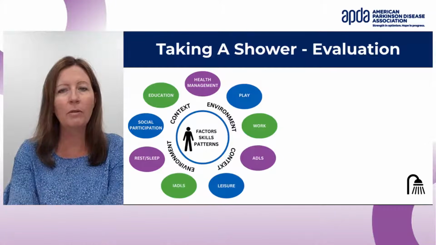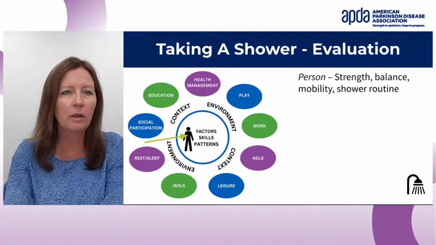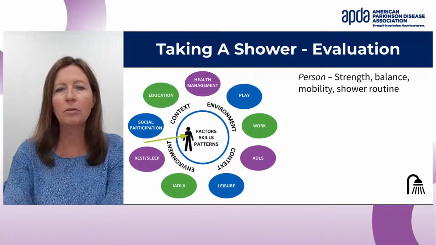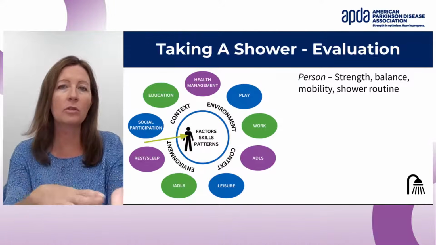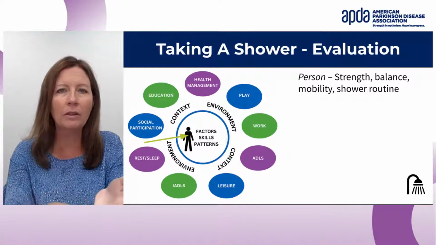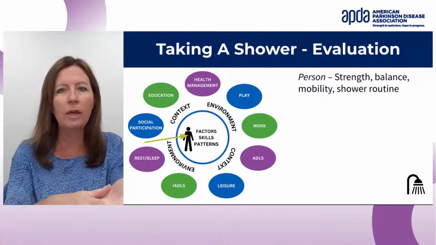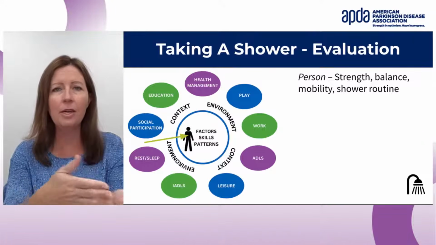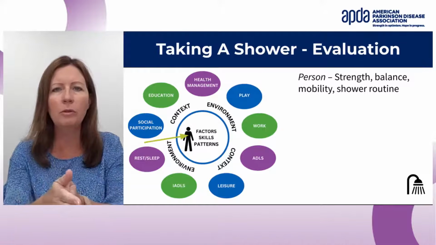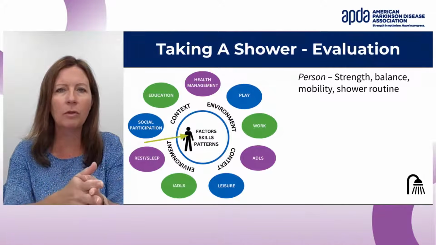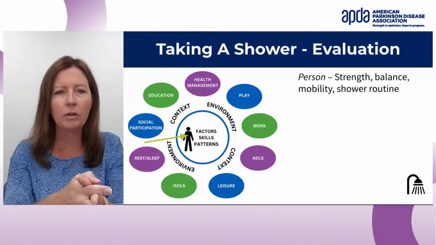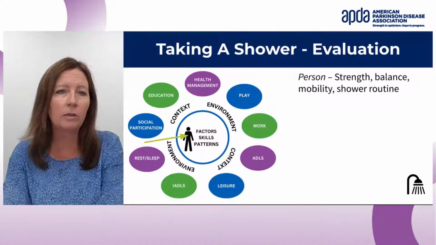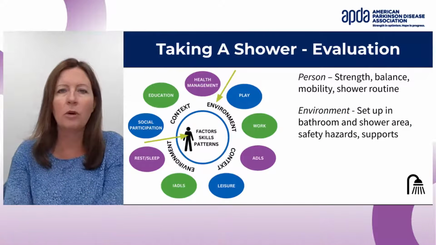Number 1 first is the person. The occupational therapist would look at what is the person's strength? What are their balance, their mobility? How are they getting around? And then also look at their shower routine. How do they get in and out of the shower? What do they do? And problem solve those kinds of things. Look at those patterns.